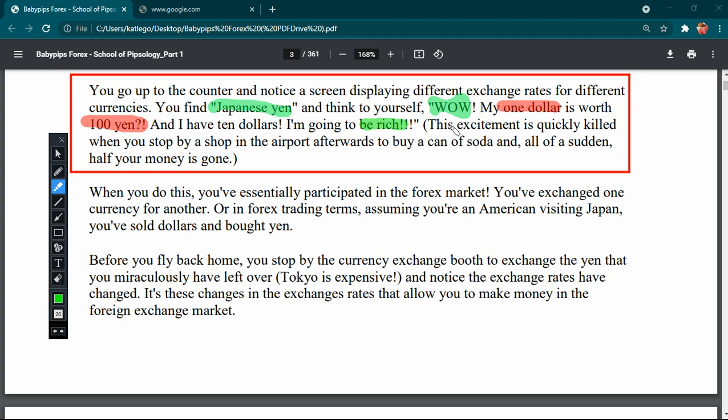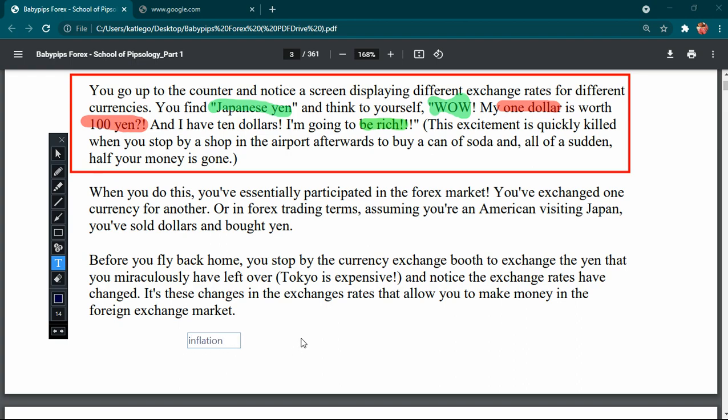So, in brackets, this excitement is quickly killed when you stop by a shop in the airport afterwards to buy a can of soda, and all of a sudden half your money is gone. So why would all of your money suddenly be gone? For those who haven't guessed, or for those who know already, it is because of inflation. It's because of inflation, guys.